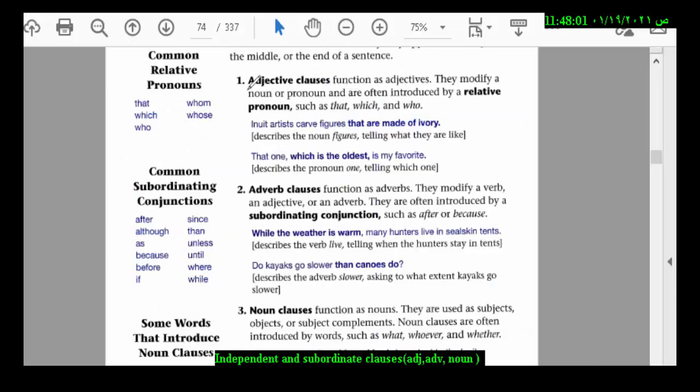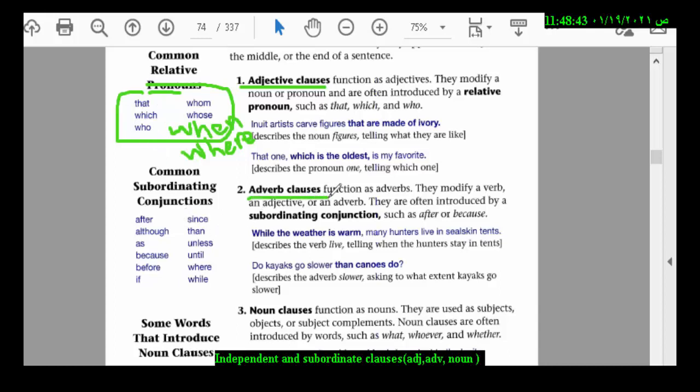Here, as you can see, an adjective clause begins with a relative pronoun, and these are the relative pronouns: that, whom, which, whose, or who, and sometimes when and where. When and where do not refer to the time or place. Now let's move into the second part.